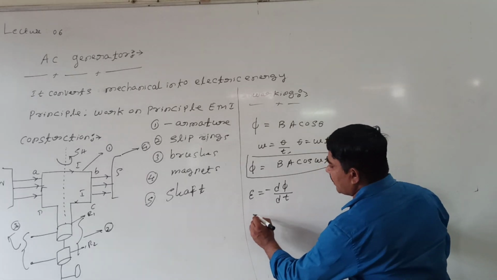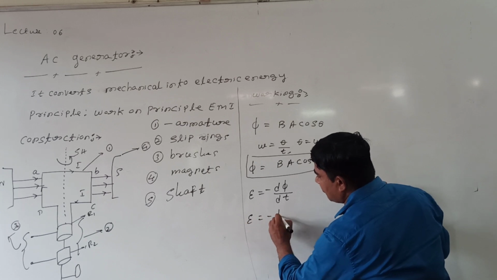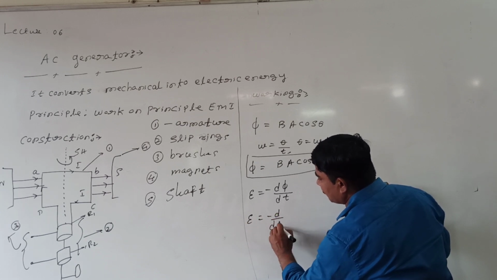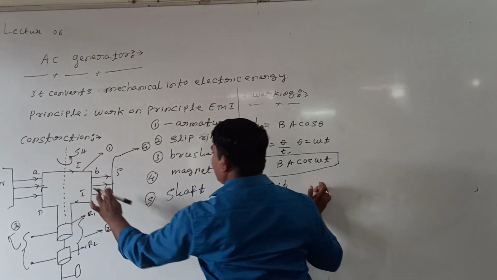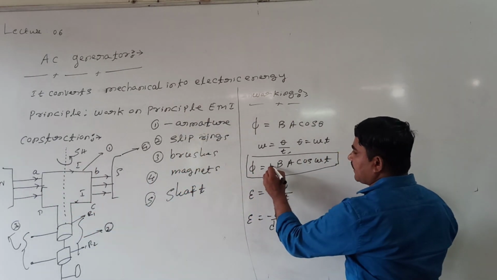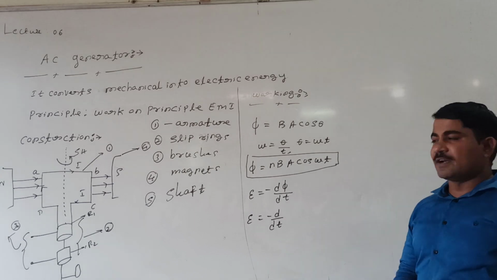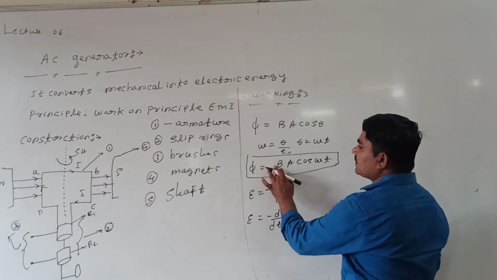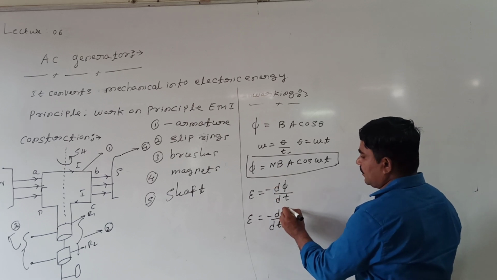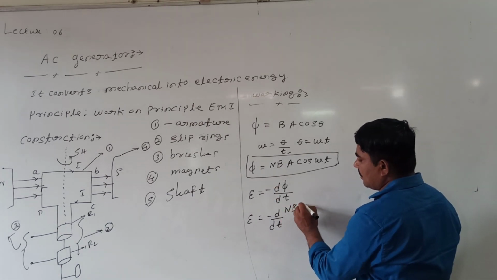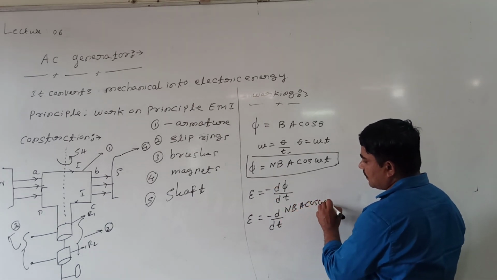Right? But this much flux can exist. So we write EMF as minus d by dt of flux. What is flux? This value. This coil contains many turns. Due to the number of turns, shall I replace it by N? N represents the total number of turns. So flux is equal to N B A cos omega t.